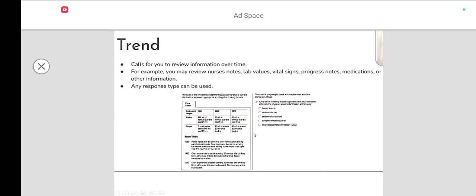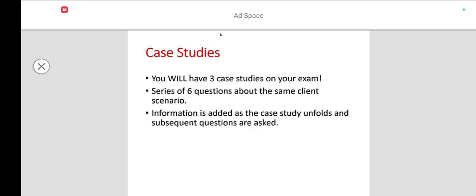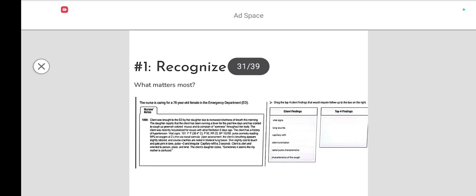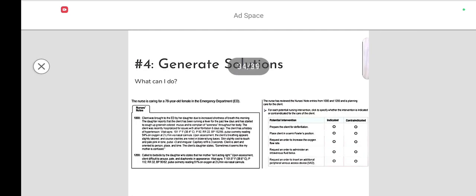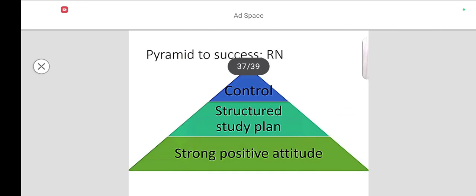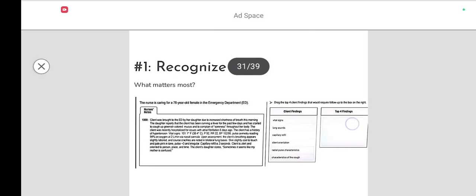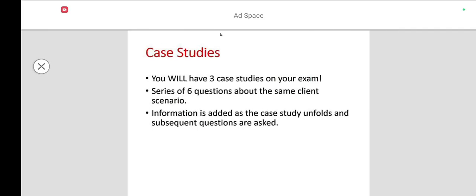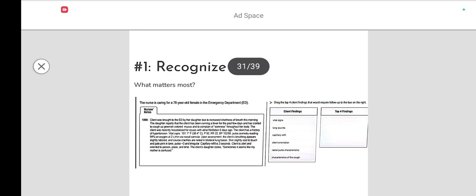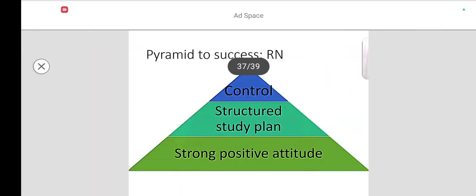So you are given the nursing note and PHCP's criteria, and you have to select from that related to your diagnosis and your assessment. Case study: you will have 3 case studies on your exam, a series of 6 questions about the same client scenario. Information is added as the case study unfolds and subsequent questions are asked. Recognize cues, analyze cues, prioritize hypotheses, generate solutions, take action, and evaluate outcomes. Shortly, I can say that case study is all about your nursing process. There are 5 steps in the nursing process: assessment, diagnosis, planning, goal, implementation, and evaluation. That all comes under your case study.